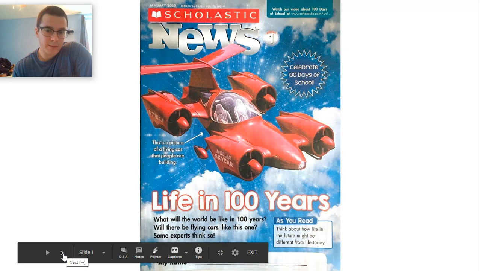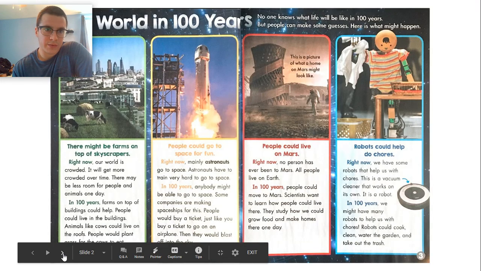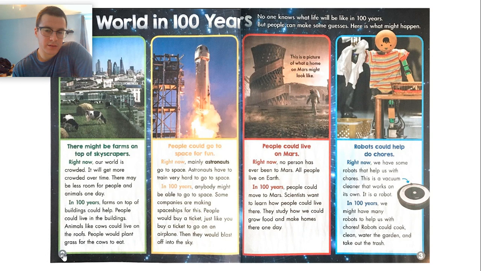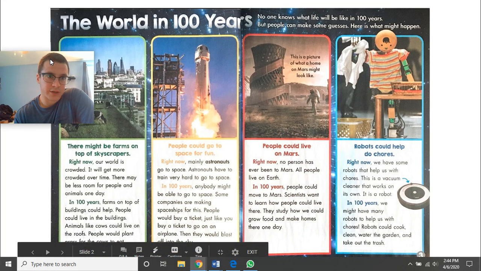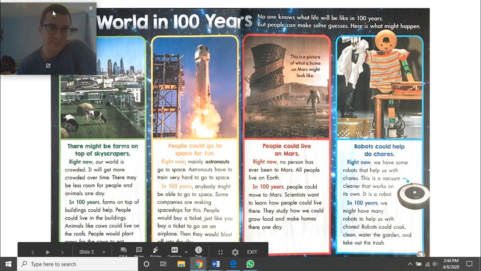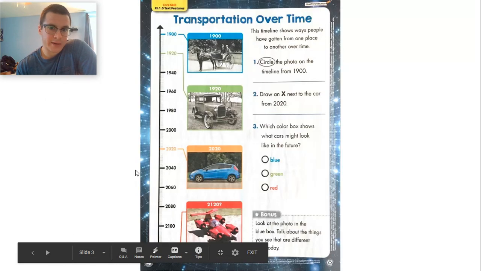So here's the cover. Got the inside. And my picture right here is just covering up the word the. And this is the back.